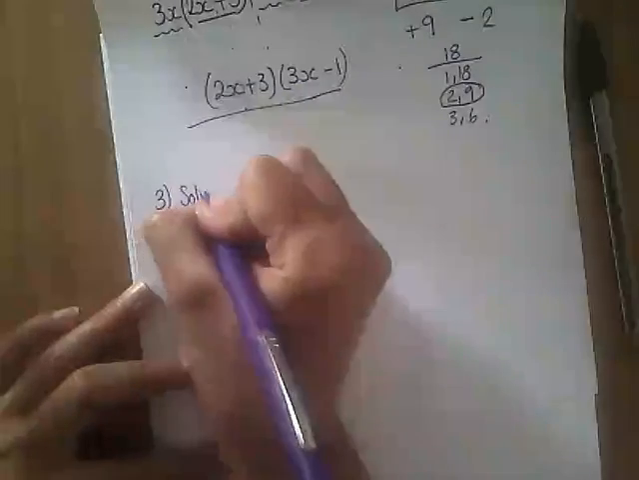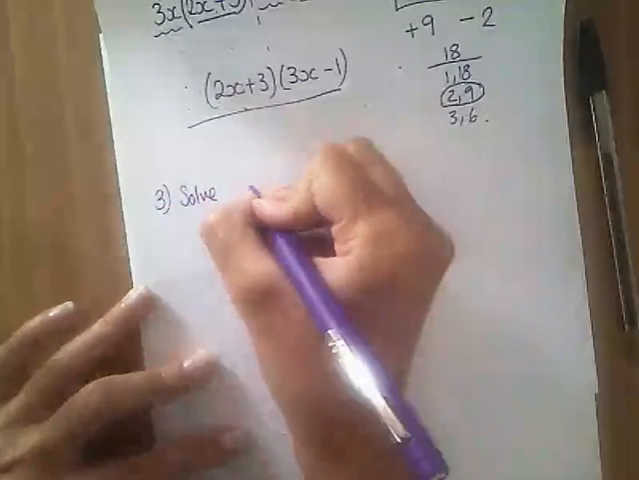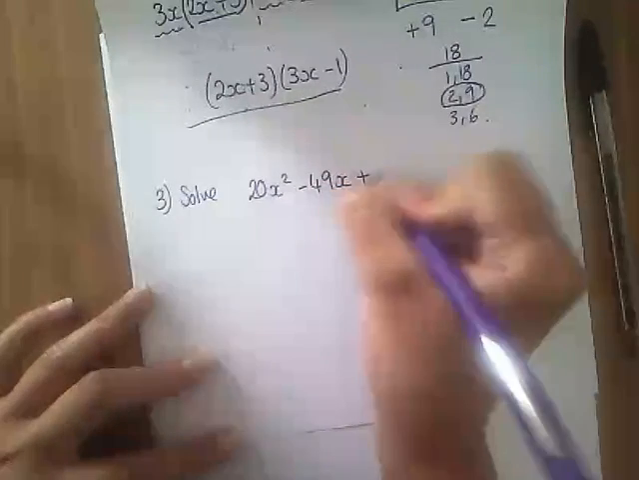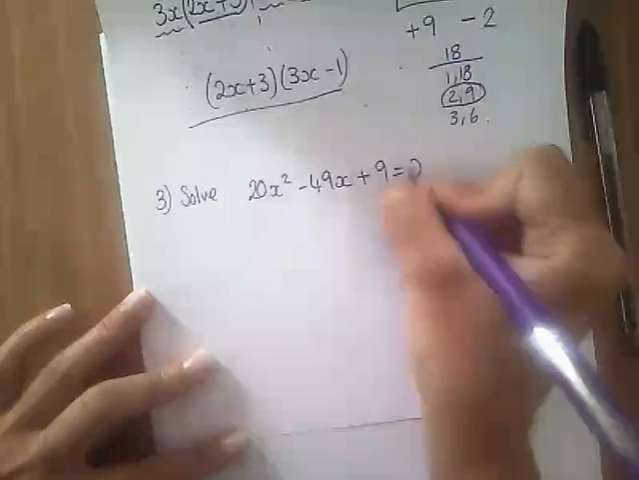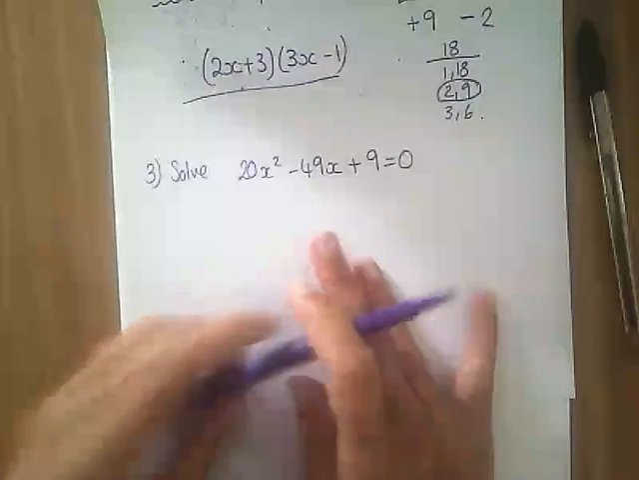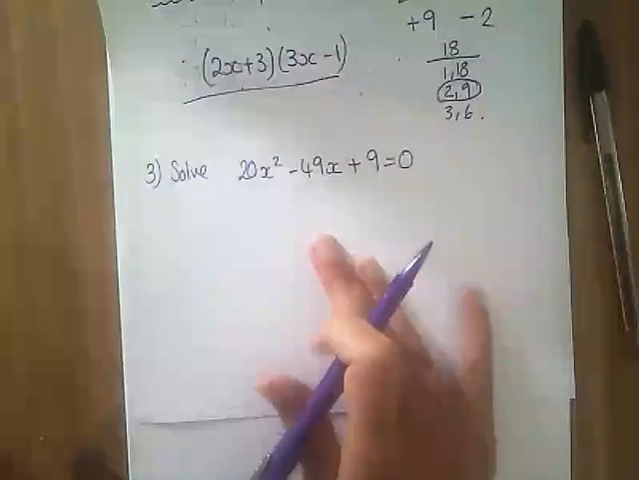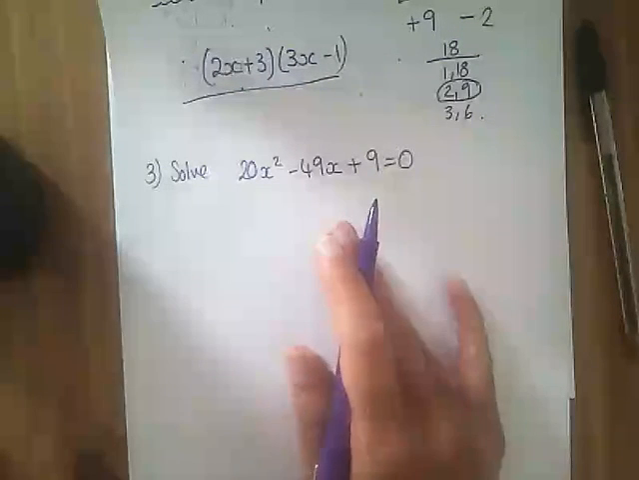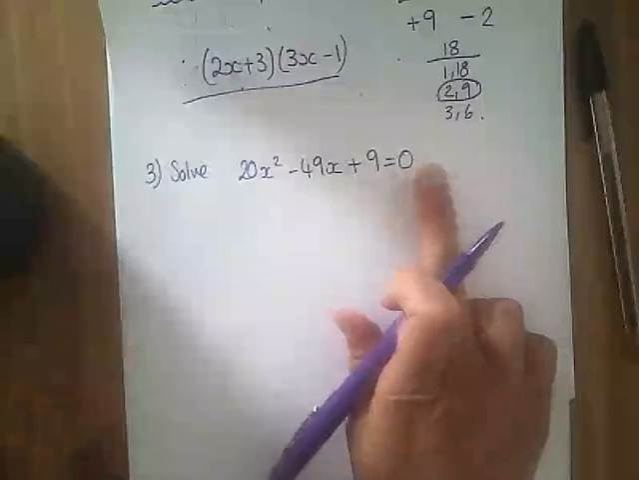So we're going to solve 20x squared minus 49x plus 9 equals 0. Now please remember, sorry I'm a bit wonky, please remember that when you are solving a quadratic, you are going to get two solutions, and when you solve your quadratic, it has to equal 0, okay, otherwise you cannot solve it.